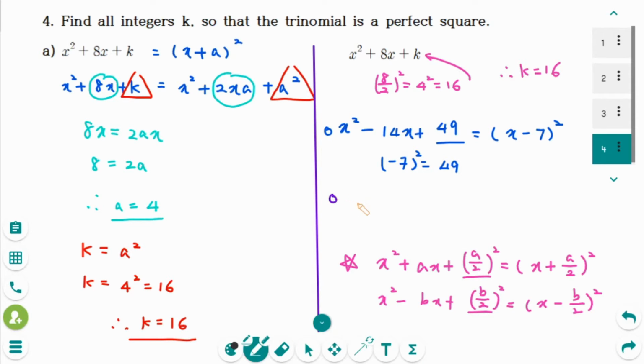How about x squared plus 12x plus something? Then what is the k part? So 12 divided by 2, then squared. So 6 squared, which is 36. So the last term is 36. Then the factored form is x, don't forget the sign, positive, and then 6 squared. This is the factored form.